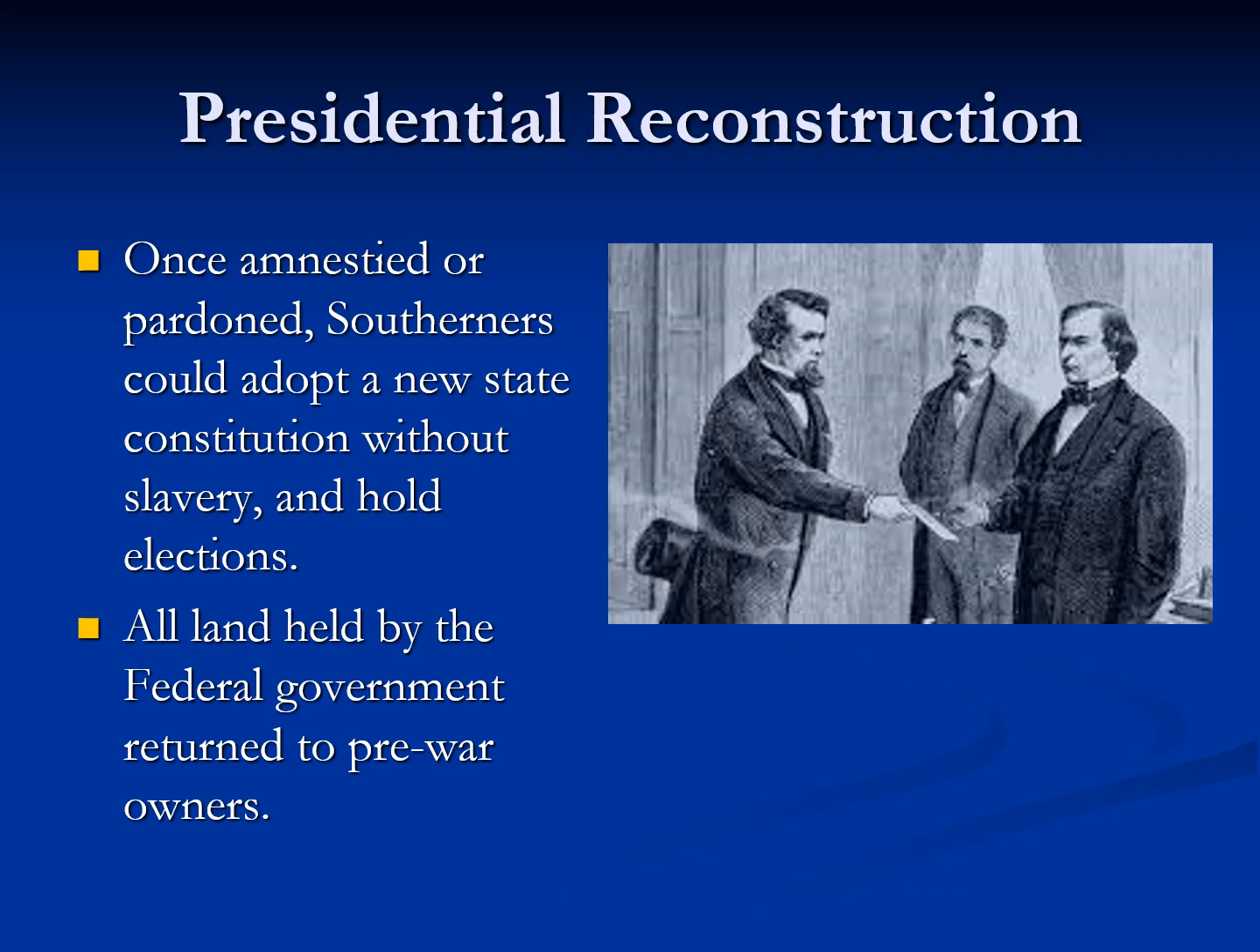So as the amnesties and pardons come through, the Southerners who have been amnestied and pardoned are going to have voting rights, and they can adopt new state constitutions, remove all the slavery stuff, and then they can hold elections, elect state officials, and everything's good to go.